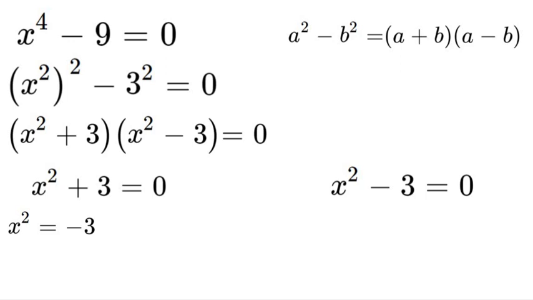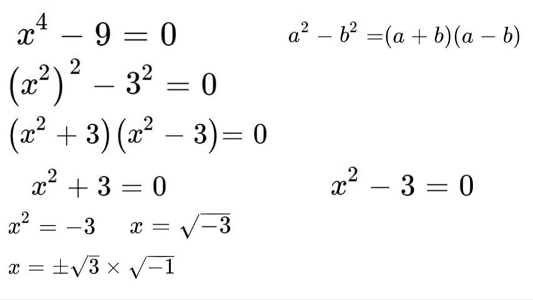And then we're going to take the square root of both sides. So it'll be x is equal to technically plus or minus the square root of negative 3. But we're going to pull out the negative 1 aspect of this. So we would have x is equal to plus or minus the square root of 3 times the square root of negative 1. Now if you know anything about the imaginary unit, i is equal to the square root of negative 1. So therefore we can rewrite this as x is equal to plus or minus the square root of 3 times i.